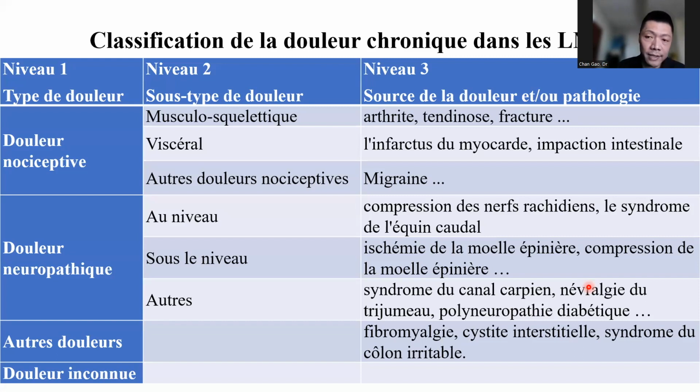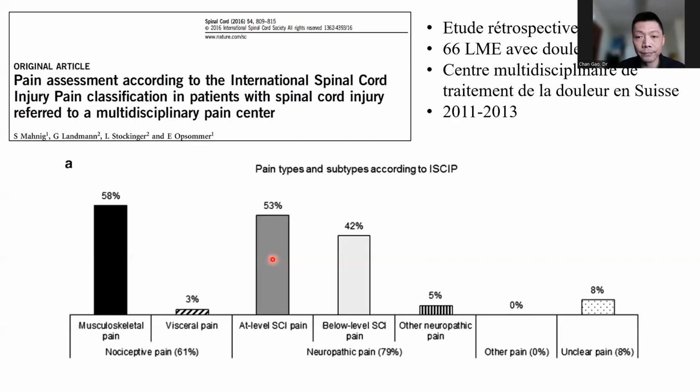Under nociceptive pain, there are musculoskeletal pain, such as arthritis and tendinopathy, visceral pain, such as myocardial infarct and bowel obstruction, and other nociceptive pain, such as migraine. Neuropathic pain, based on the pain location, is classified into at-level pain, below-level pain, and other neuropathic pain. The pathogenic mechanism of at-level and below-level neuropathic pain is poorly understood.